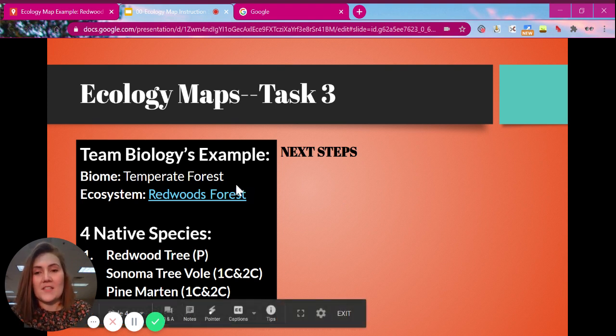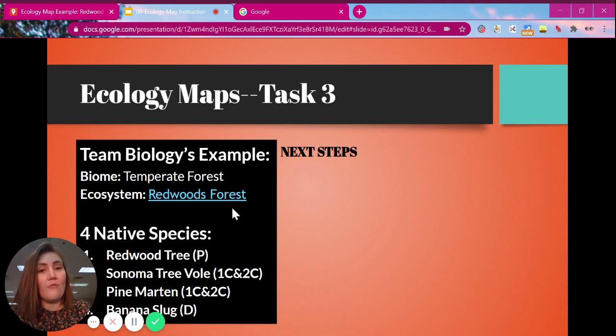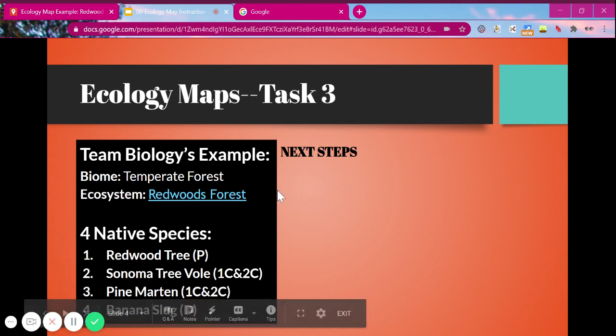For Team Biology's example, our biome was the temperate forest and our ecosystem was the redwoods forest. So for task 2, we pinned an endangered species found in the California redwoods forest. I'm going to hide myself here and tell you a little bit more about task 3.